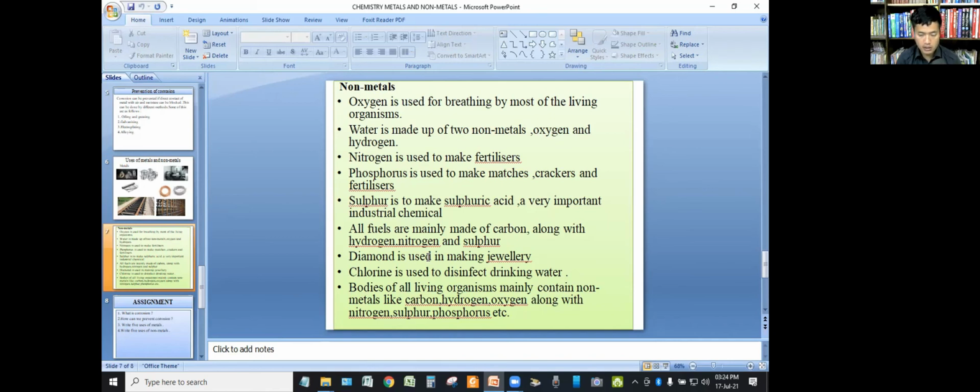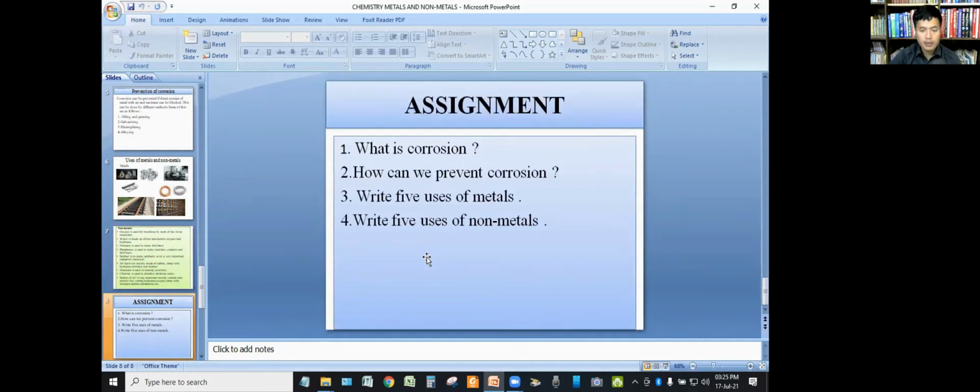Bodies of all living organisms mainly contain non-metals like carbon, hydrogen, oxygen along with nitrogen, sulfur, phosphorus, etc. So the body of all living organisms includes animals, human beings, and all other living creatures. We are mostly made from carbon, along with hydrogen, oxygen, also nitrogen, sulfur, phosphorus, etc. And the main element is carbon.